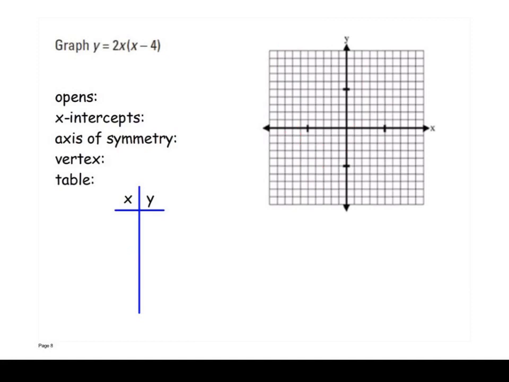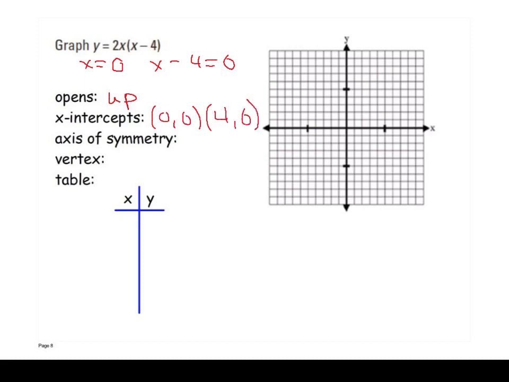Alright, so for this equation, we have our a value is equal to 2, and since it is positive, again, it opens up. Our x-intercepts are set equal to our factor groups of x is equal to 0 and x minus 4 is equal to 0. So my two x-intercepts are located at 0, 0 and 4, 0.